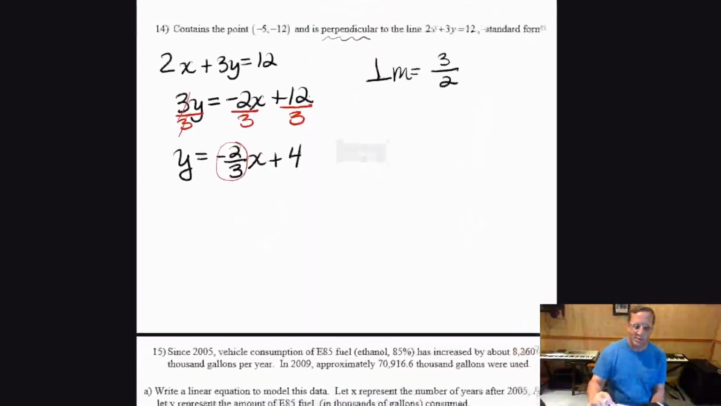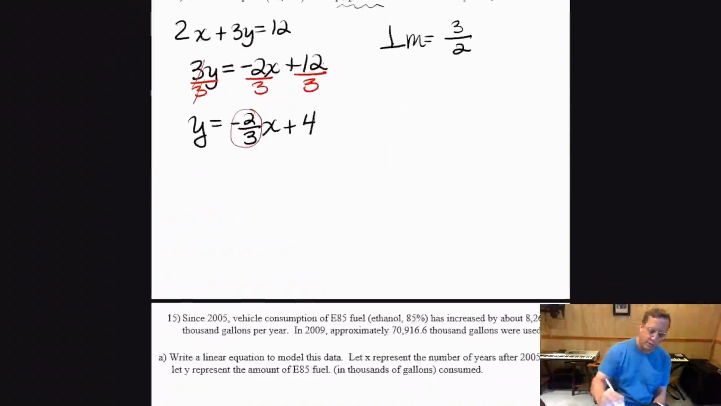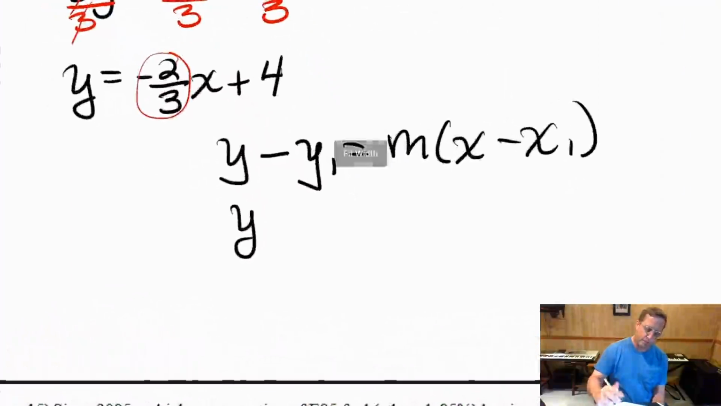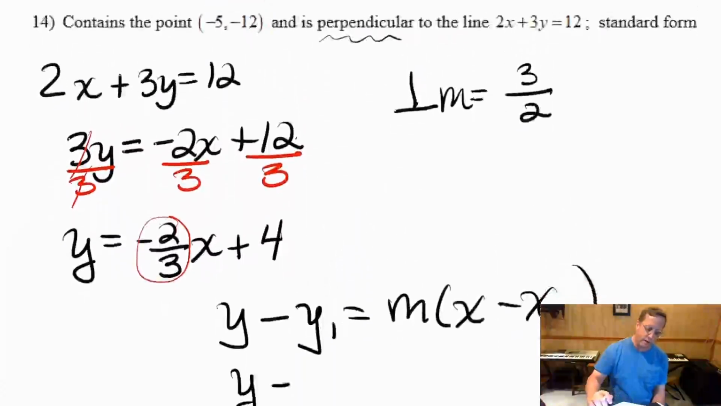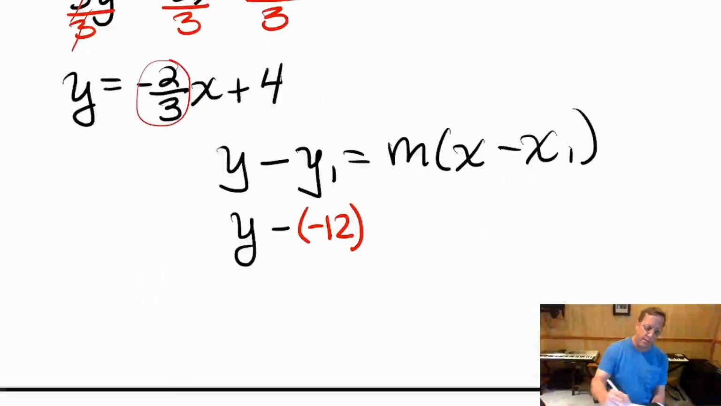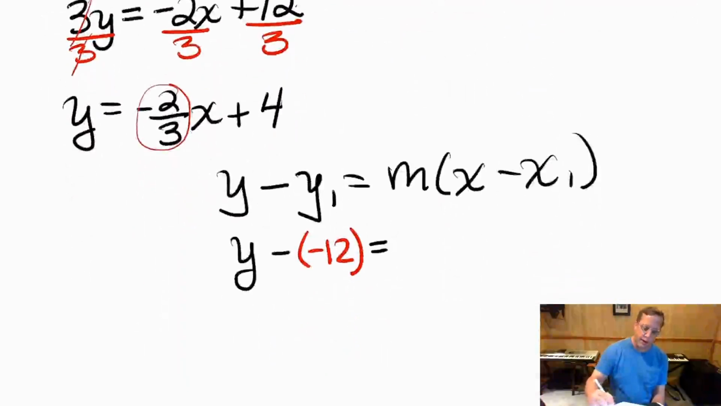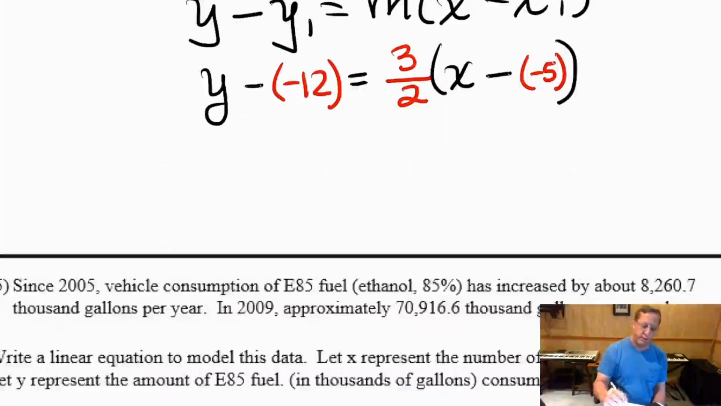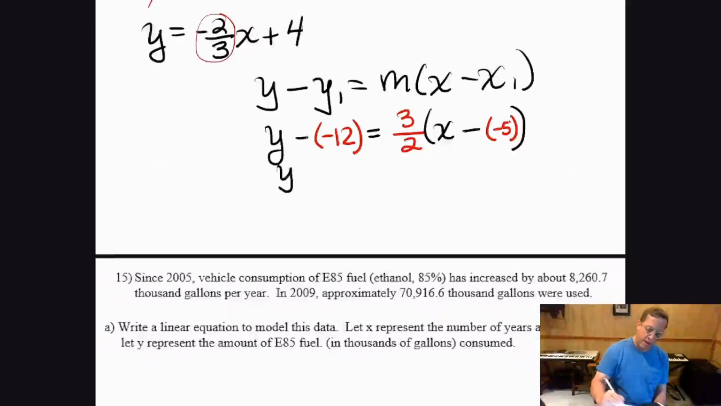And we want to put this in standard form. But we're going to start off with point slope again. So y minus y sub 1 equals m times x minus x sub 1. So y minus negative 12 equals, and our slope was 3/2, and then x minus, and this one was negative 5, right? Yeah, negative. Let's simplify this a little bit. y plus 12 equals 3/2, and then x plus 5, like that.